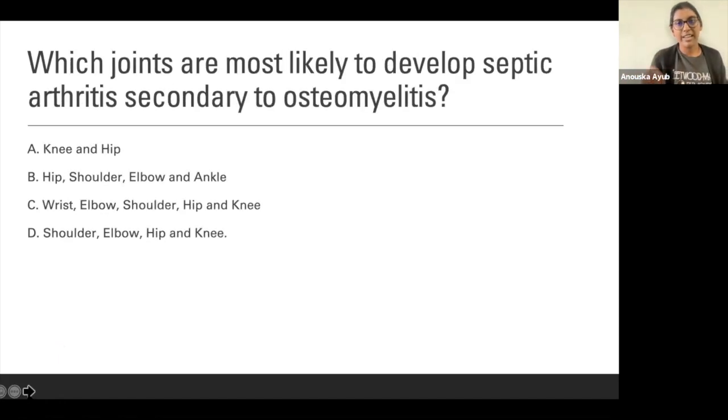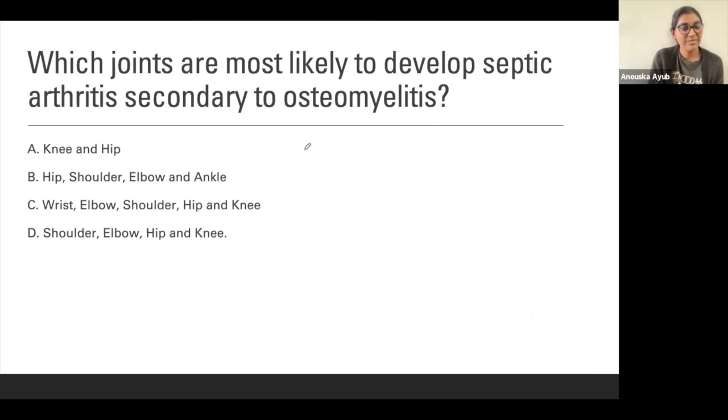Which joints are most likely to develop septic arthritis secondary to osteomyelitis? So these are your options: knee and hip, hip, shoulder, elbow and ankle, wrist, elbow, shoulder, hip and knee, or shoulder, elbow, hip and knee. Which combination of these joints are you most likely to develop a secondary septic arthritis when you already have osteomyelitis? So we're gonna discuss why the answer to these two questions are the answers in a second. So you will know by the end of this.